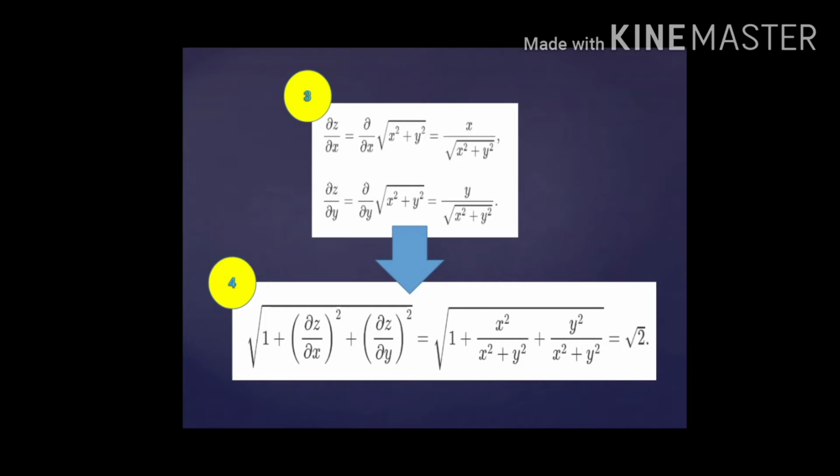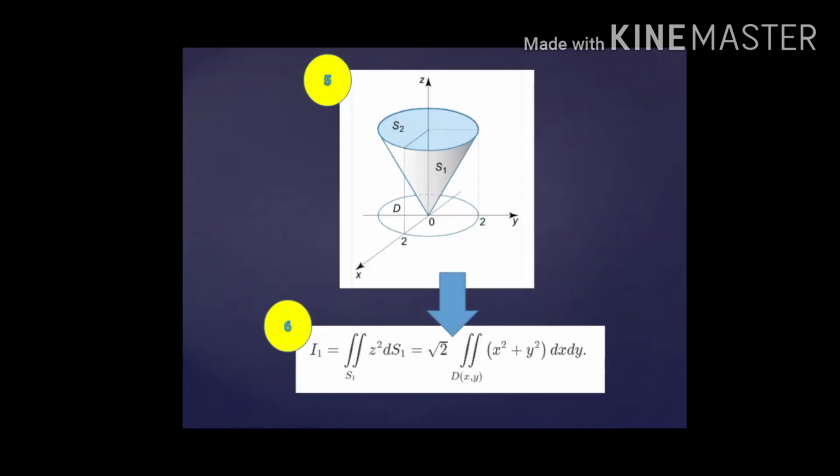We can then conclude that the square root of 1 plus the partial derivative of z over the partial derivative of x squared plus the partial derivative of z over the partial derivative of y squared is equal to the square root of 2. Since z is equal to 2 on the base of the cone, the domain D of x and y is defined by the inequality x squared plus y squared is less than 4, which you can see in the graph in picture number 5. Hence, the integral I sub 1 is now written as shown in picture number 6.